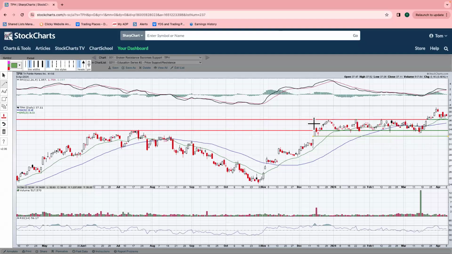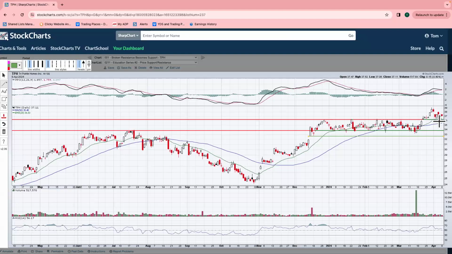Now here, if you can see at the top, after we broke out above the July high, look at how many tops we put in just above the 36 level, maybe around 36.20 or so. We went up here, got to 36.20, came back to the breakout level right here, and also the rising 20-day moving average, which is something we also need to be aware of.